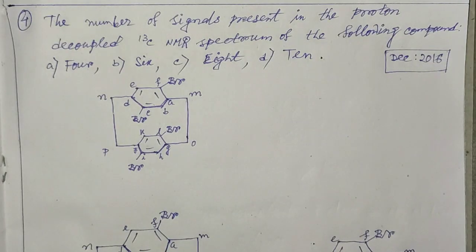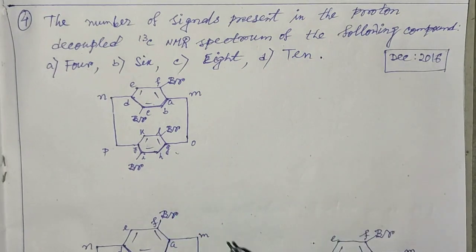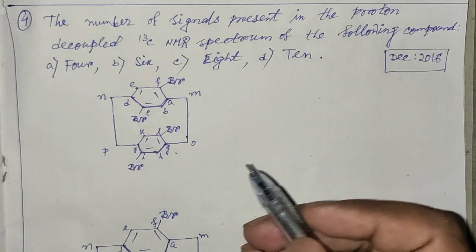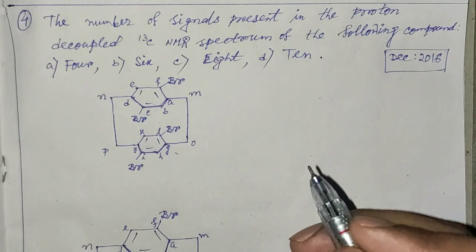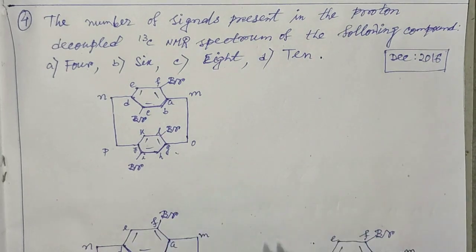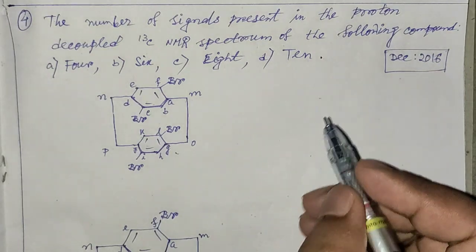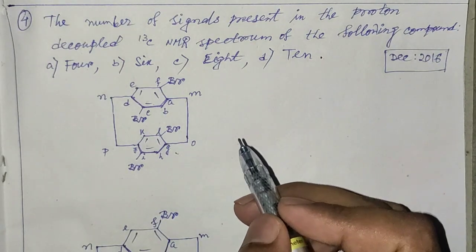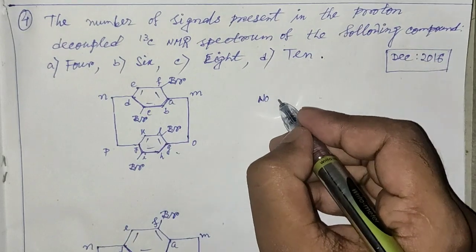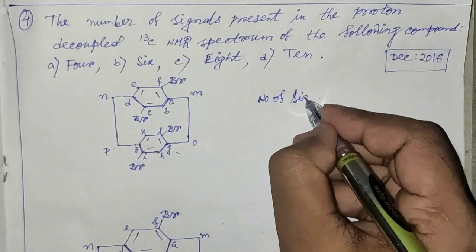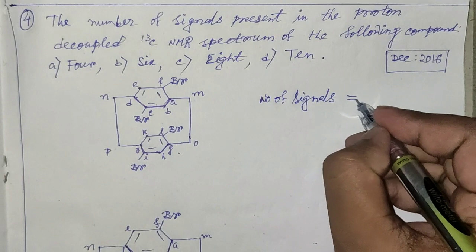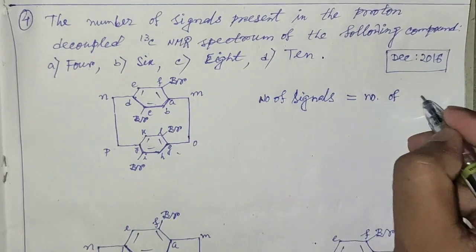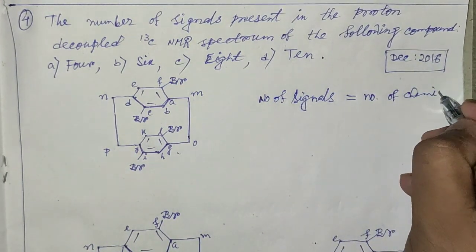The next question is: the number of signals present in the proton decoupled 13C NMR spectrum of the following compound. This is the given compound. We have to calculate the number of lines in the 13C spectrum of this molecule. Now, since this is a proton decoupled 13C spectrum, the number of signals is equal to the number of chemically equivalent carbon atoms.